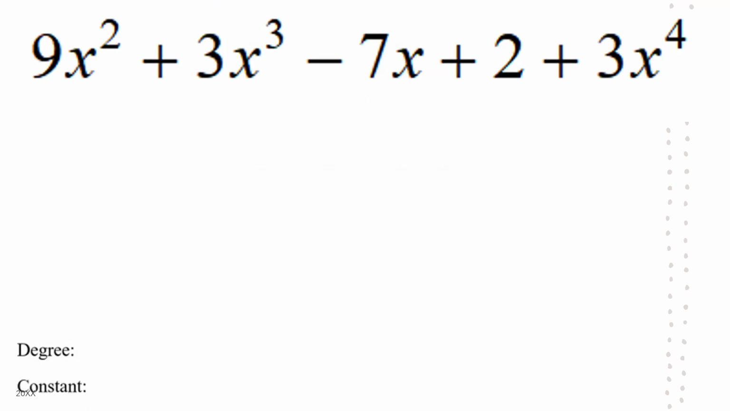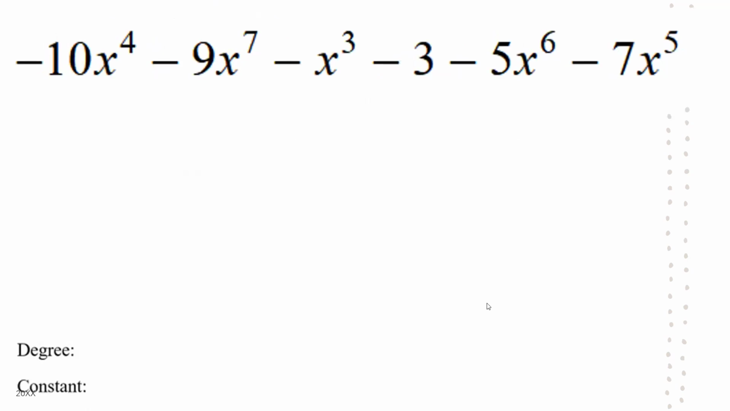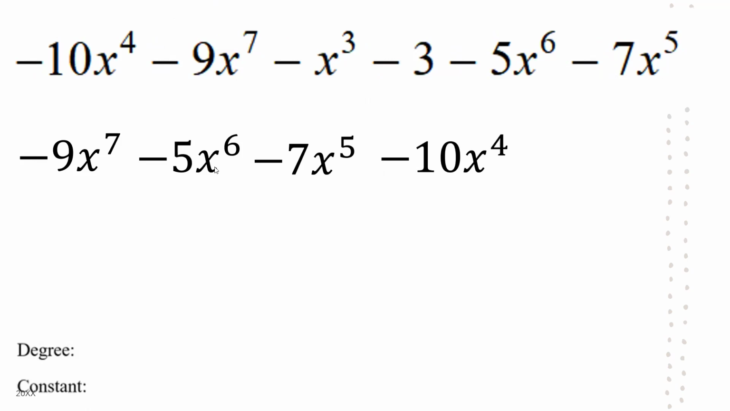In 3, 2, 1. Okay, I don't have the crossing out, so if you went through, this is what it would look like. You have a degree of 4 and a constant of positive 2. Did you get it right? If not, what did you get wrong? And make sure you fix it. Next one, pause the video, go ahead and try this example. 3, 2, 1. All right, the 7th term definitely first, then it goes boom, boom, boom, boom, boom, and there's the correct sequence. Degree is 7, constant is negative 3.